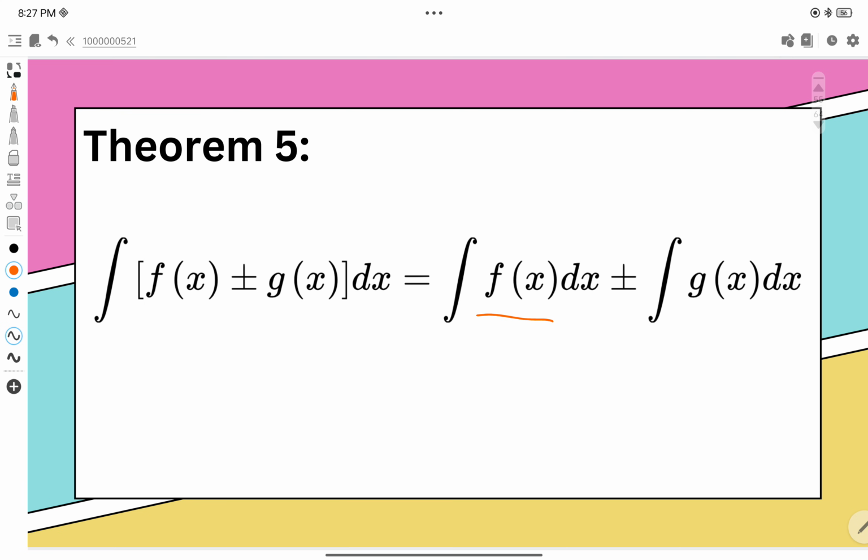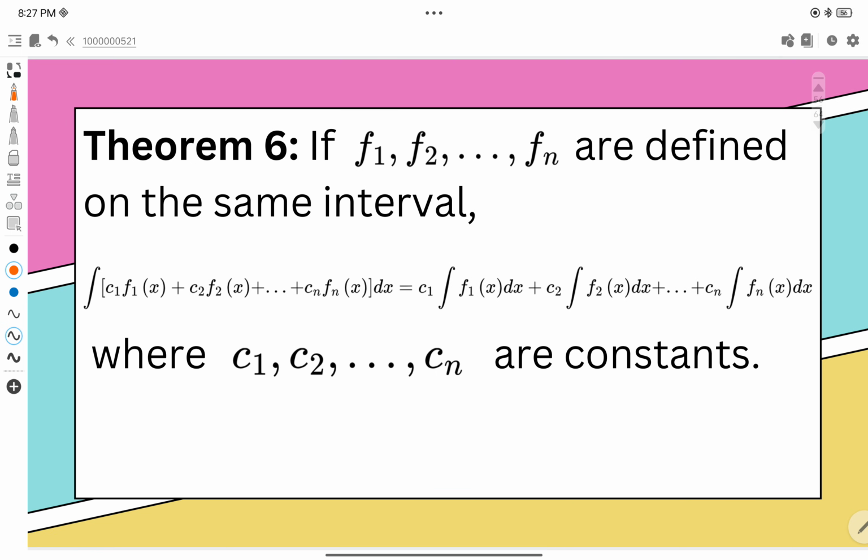Integrate f first, plus or minus integrate g. Theorem number 6 is a combination of theorems 4 and 5. If the integrand is a linear combination, where we have a constant times a function plus a constant times a function, we can factor out the constants and decompose the sum, integrating f1 of x, then integrating f2 of x.